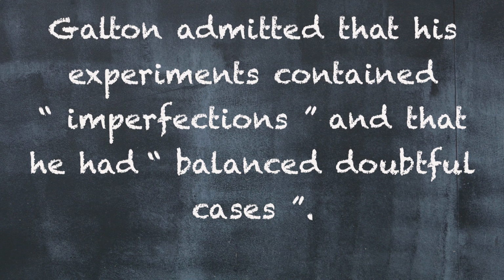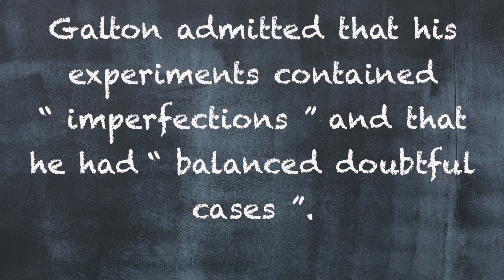But apart from the fact that the average has no reality, what data does the average refer to? There are ambiguities about his data. It is not clear what quantities he used to calculate the standard deviation. However, a plausible assumption which is consistent with his data implies that he greatly underestimated the real variability of the size and therefore the weight of the peas. Moreover, he admitted that his experiments contained imperfections and that he had balanced doubtful cases.